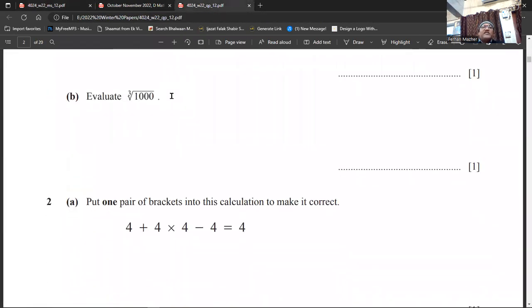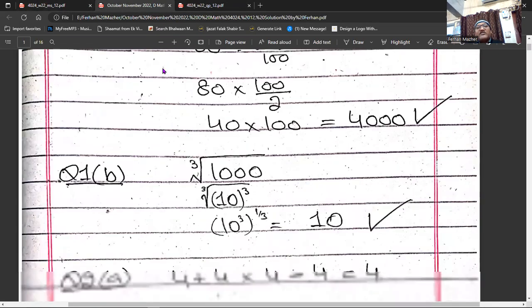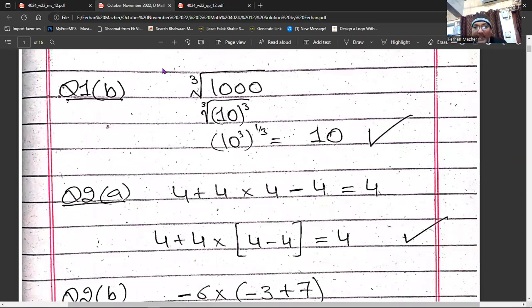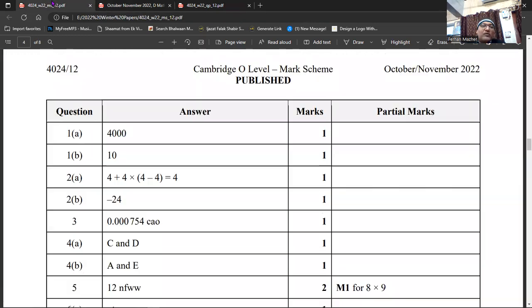Question number 1, B part, he says, evaluate the cube root of 1,000. You know, 1,000 is 10 multiply 10 multiply 10, so 1,000 is equal to 10 cubed. So in the place of 1,000, I will write 10 cubed. So the cube root of 10 cubed. In the exponential form, I will write 10 raised to power 3 in brackets, raised to power 1 by 3. The power of the power multiplies with each other. So 3 and 1 by 3, when they multiply, you get 1. So 10 raised to power 1, which means 10. So question number 1, B part, 10 is the answer.